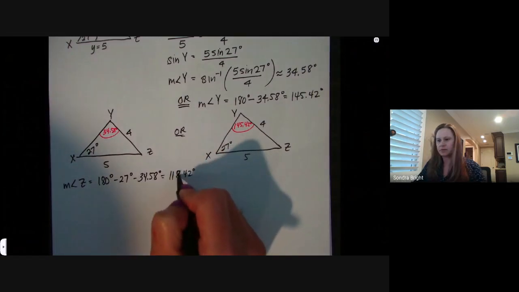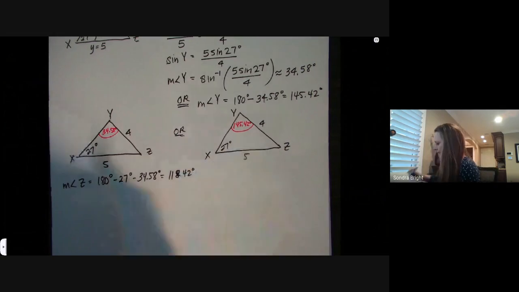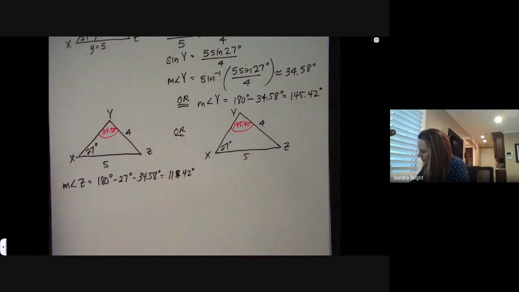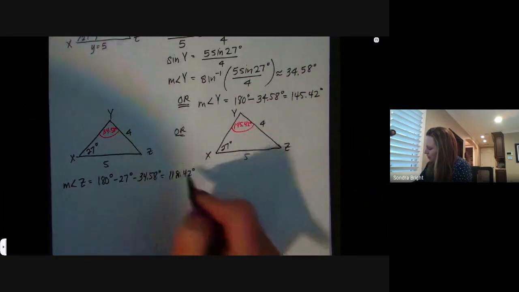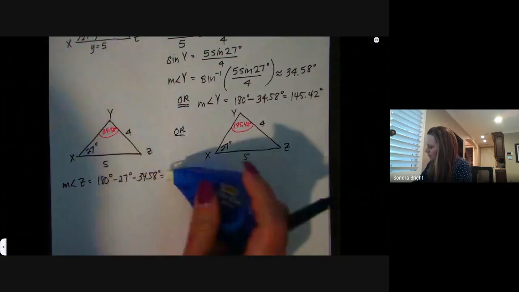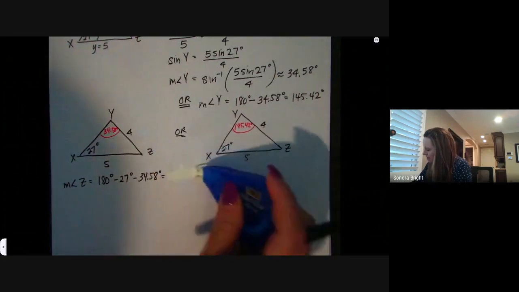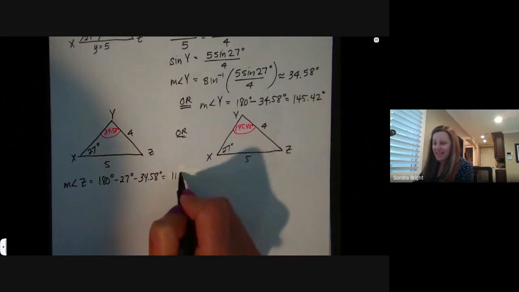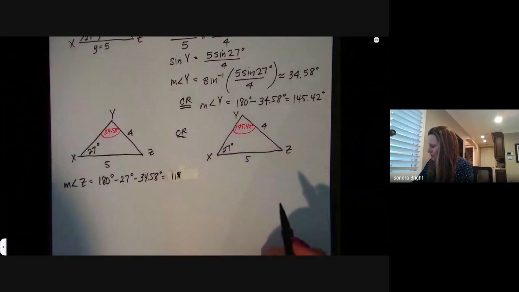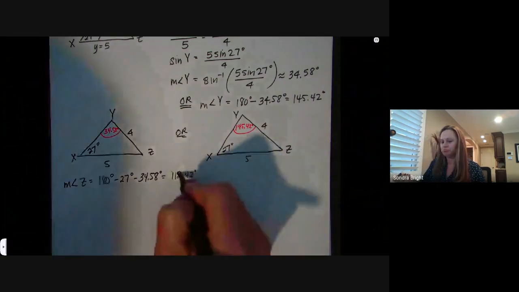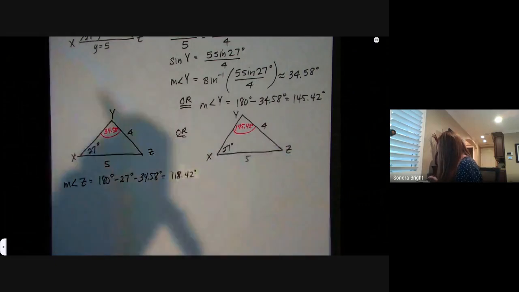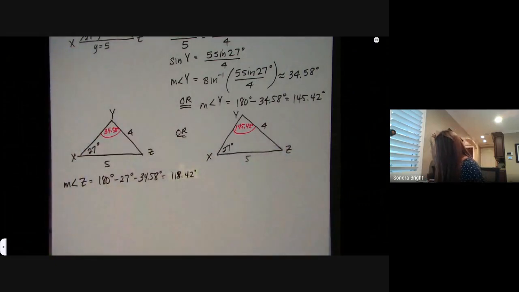Oh, that looks messy. 118. I did not make it any better. Well, come on now. Let's try this again. 1, 8. It doesn't like my 8. Whatever. I'm not trying it again. That's an 18. 118. Bummer. All right. We'll get through this. Maybe.